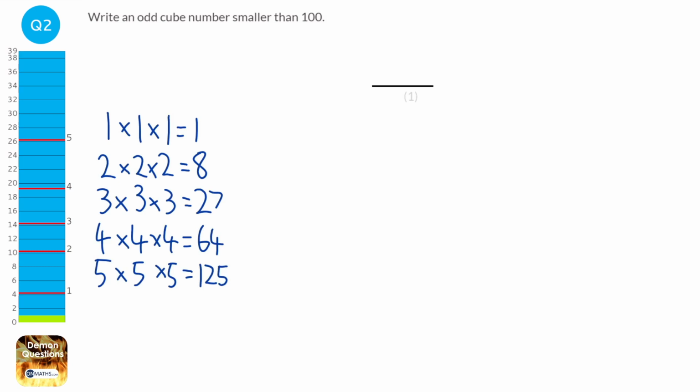And this question's asked us to find an odd cube number that is smaller than 100. So it has to be odd, so that gets rid of the 8 and the 64, and it has to be smaller than 100, so that gets rid of the 125. So I can either write down 1 would be a fine answer, or 27. I'm going to go for 1.